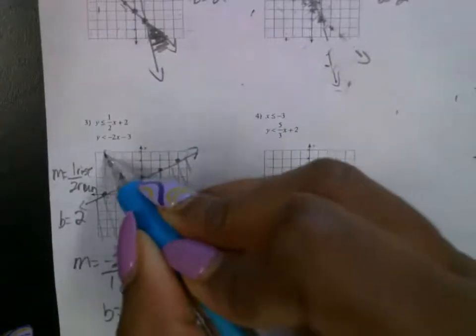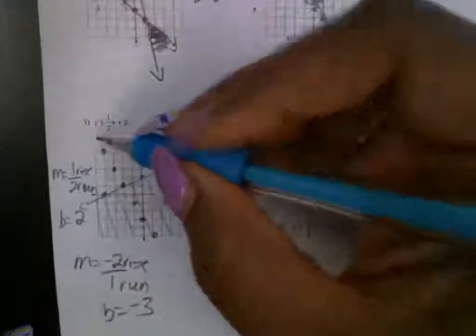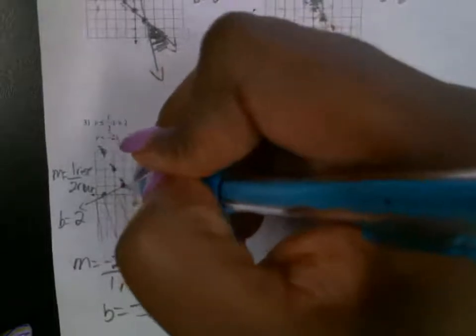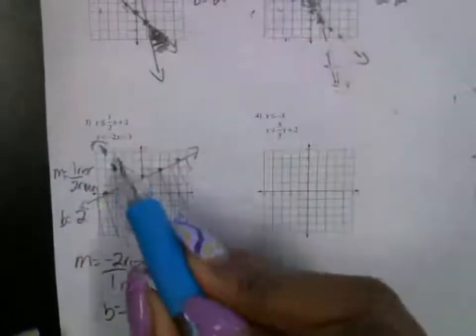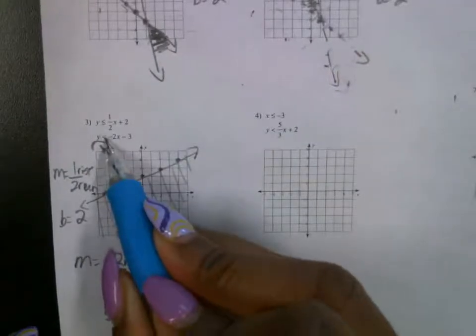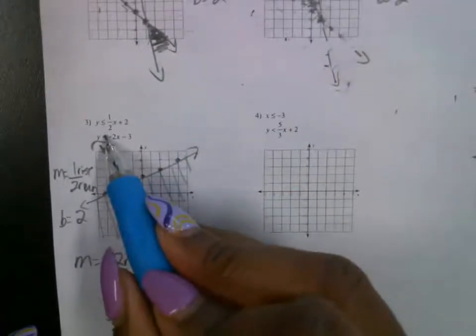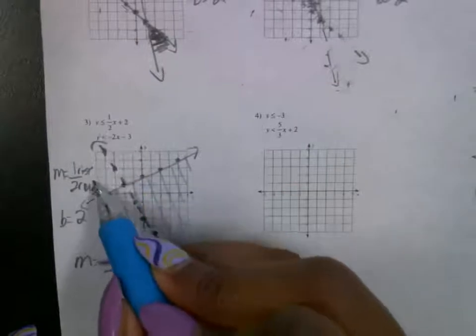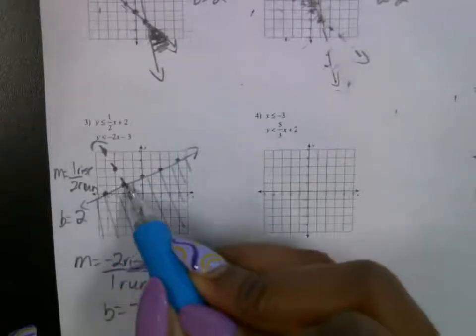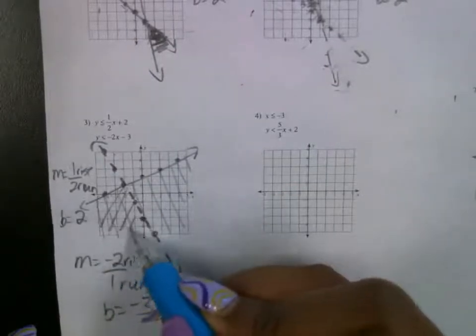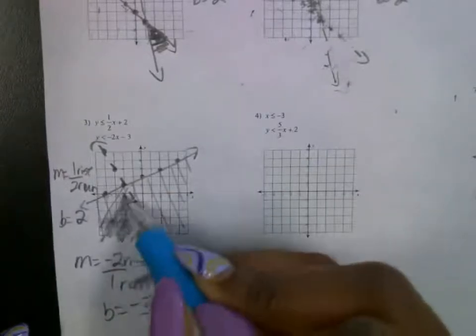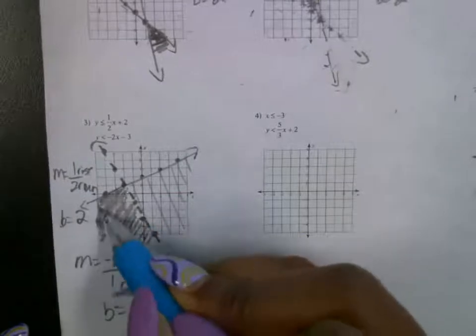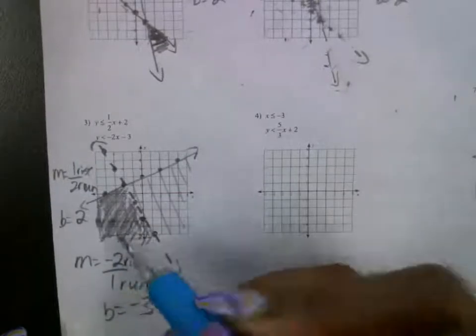This is going to be a dash line because there's no equal to. This one, this dash line, this right here, do you see it, is less than, so that's under the line. So that's this way. So the overlapping region is right in here. It's under.